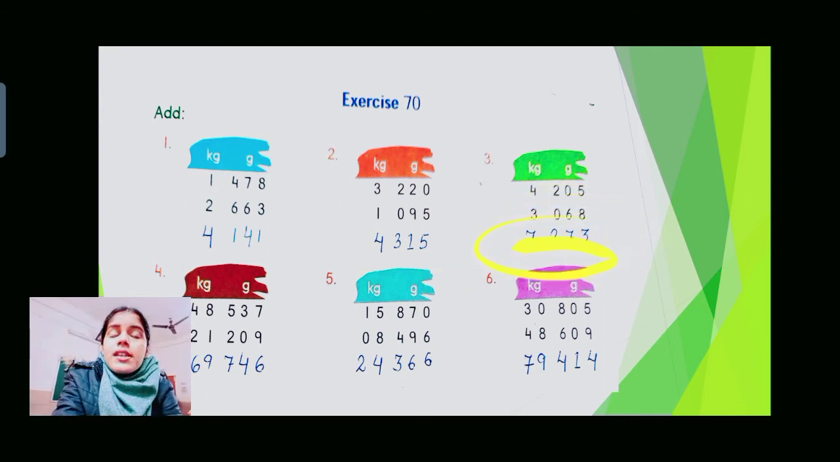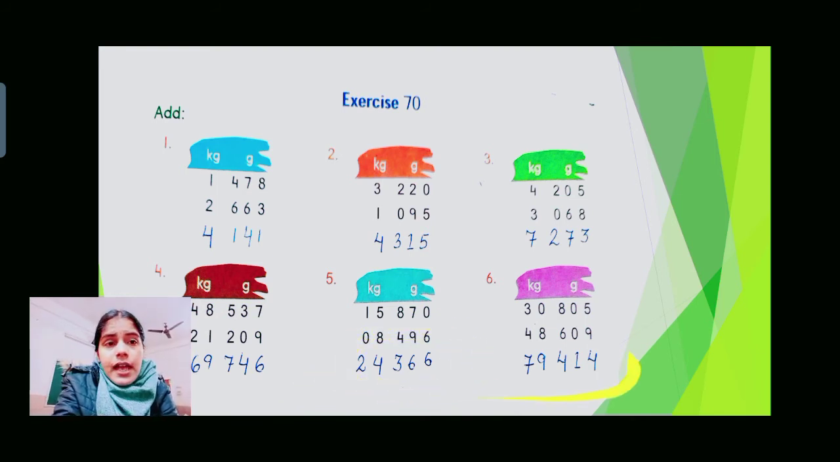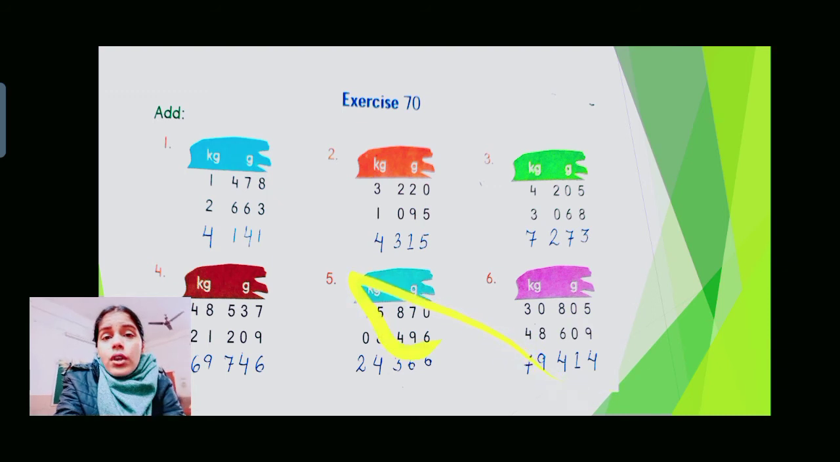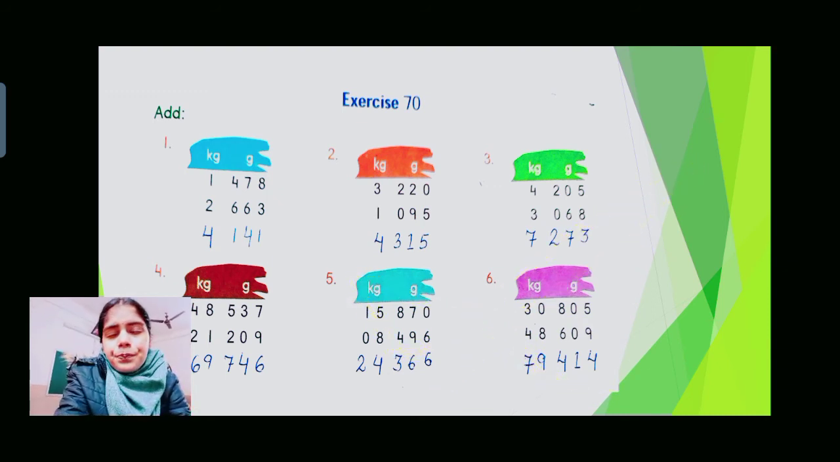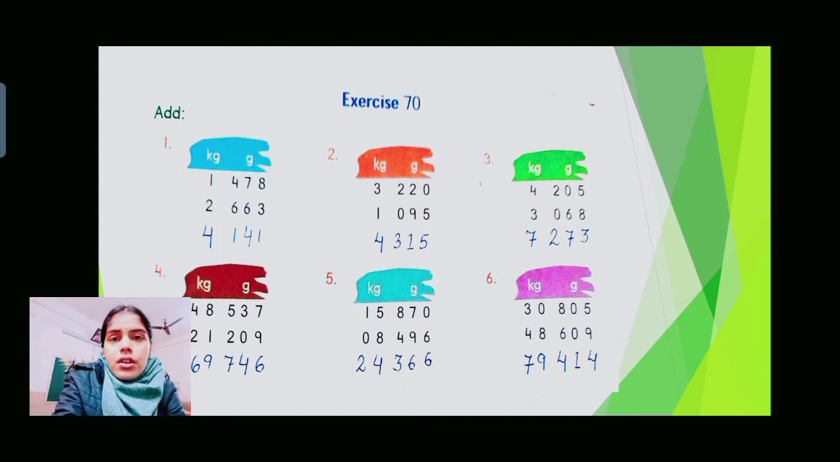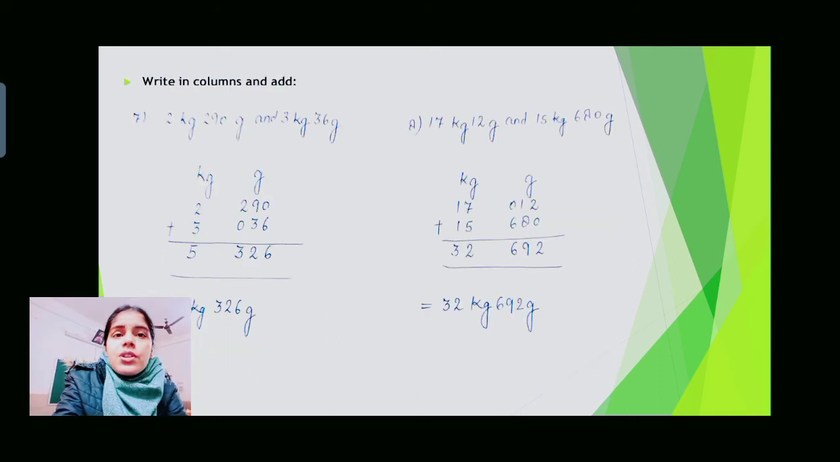Following the same process we have the second answers as well: 4 kilogram 315 gram, 7 kilogram 273 gram, 24 kilogram 336 gram, and 79 kilogram 414 gram. Class, remember, the process is very same. You have to start the addition from the backward side, from the unit place digit. Add the numbers, get the carry and carry it forward to the next number, and finally get your sum result. Okay class, now let's see the next slide, what question we are going to have.